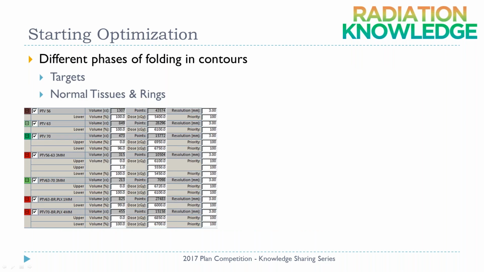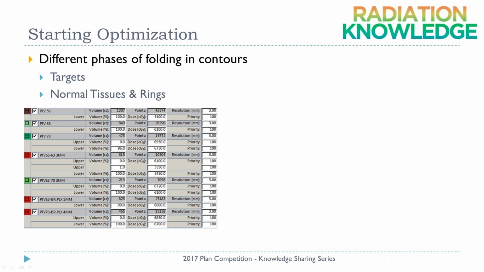And so to actually start the optimization, I kind of do it in phases. I start with PTVs and make sure those are covered and then bring in normal tissues. I know that's different than some people do, but I just find it works well for me. And so what I'm going to go through here is a plan from scratch that goes through 2 optimizations and gets a pretty decent score. I'd say it's like a low 90s for this planning competition.